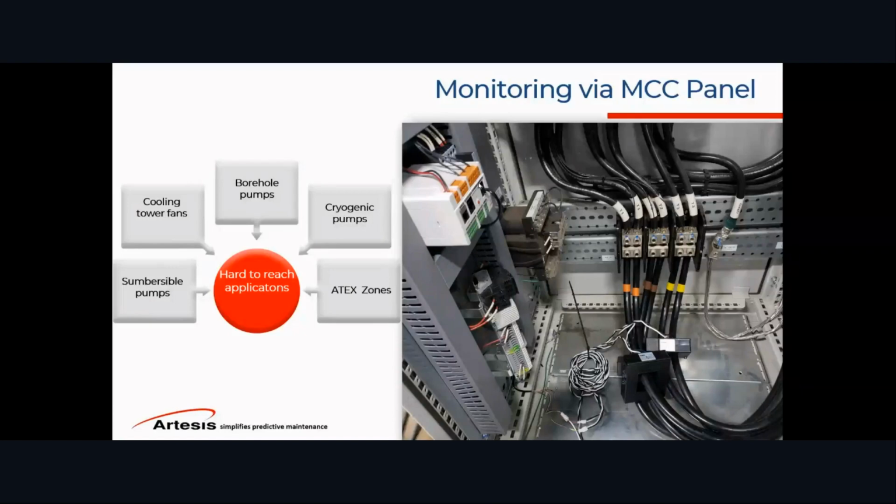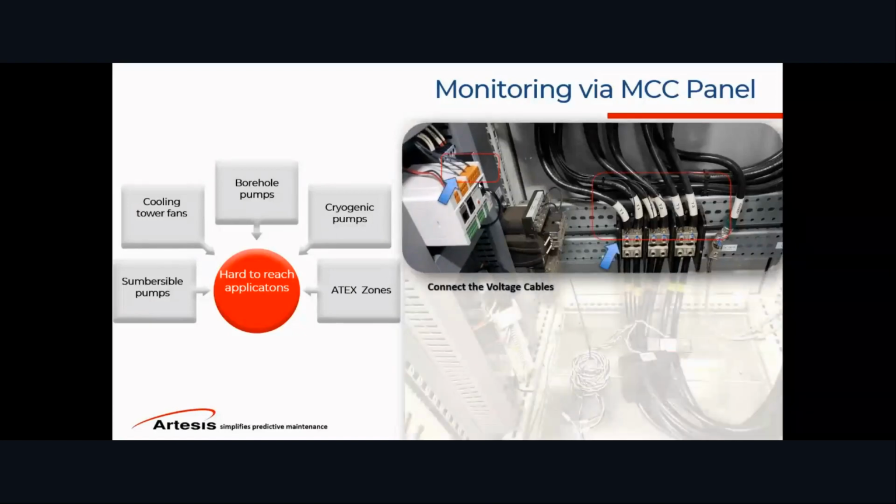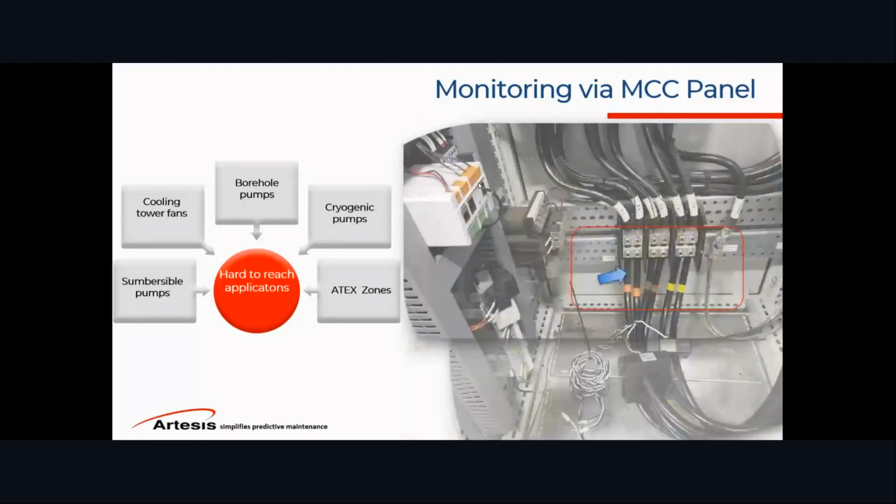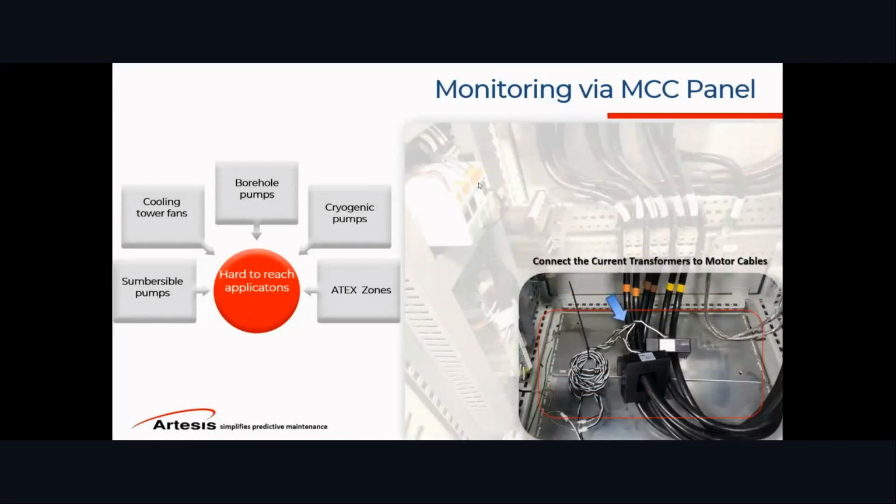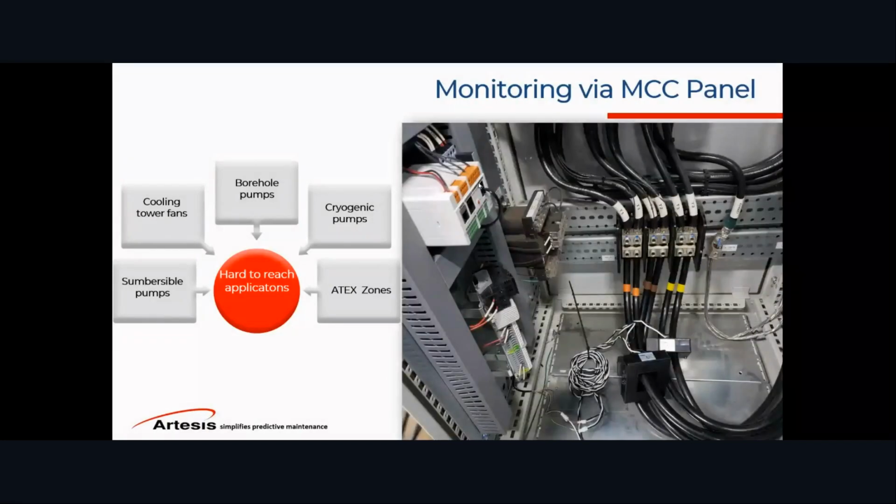Basically, the installation here, as you can see, is pretty simple and straightforward and shouldn't take more than 10 to 15 minutes. You connect your voltage cables, then current transformers for the current, and you have the Ethernet connection to communicate to a server, whether you want to use a local server or a cloud server. That's how you communicate.